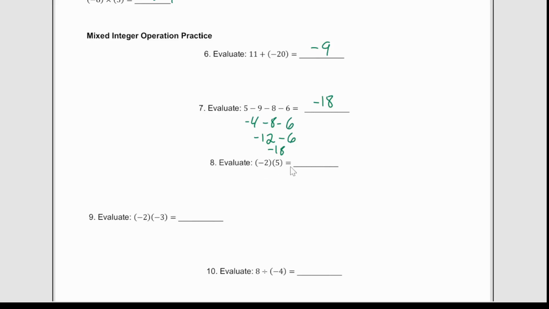Here, if we have -2 times 5, those are opposite signs. This is going to give you -10. If I have -2 times -3, those are the same sign, so that's going to get us a positive 6. Positive 8 divided by -4, those are opposite signs. That's going to get you -2.